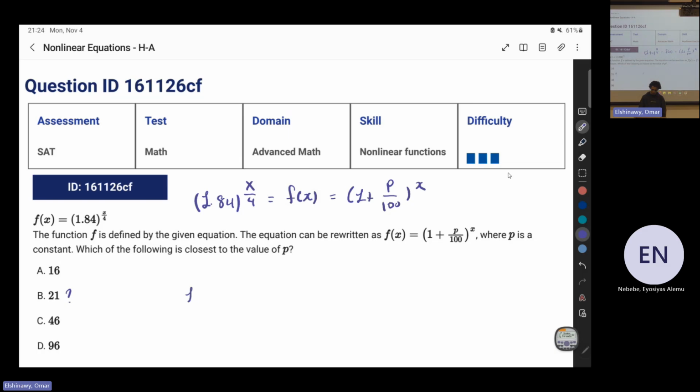It's good. So you want to write 1 plus 84 over 100, but this is to the power of what? To the power of x. Are you sure? It's to the power of x over 4, I think. No, I just divided 84 over 4, and I got 21. It's not the correct way, but it's not a bad guess.